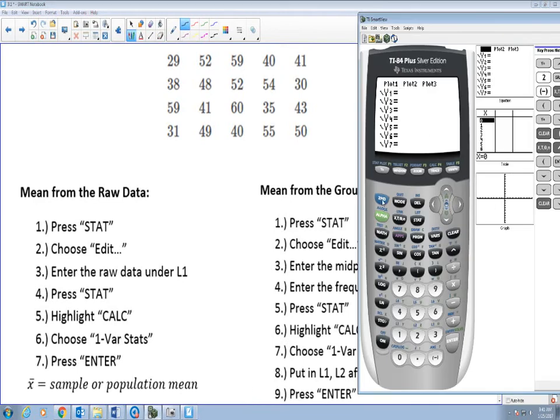The first place we go is press Stat, choose Edit, number 1, and I'm going to enter my raw data under L1. I had something from the last video in L2, so I'm going to highlight the word L2, press clear, enter. Go to L1, highlight the word L1, press clear and enter. Now I'm going to type in these numbers, my raw data. Just be careful, don't type in a number wrong.